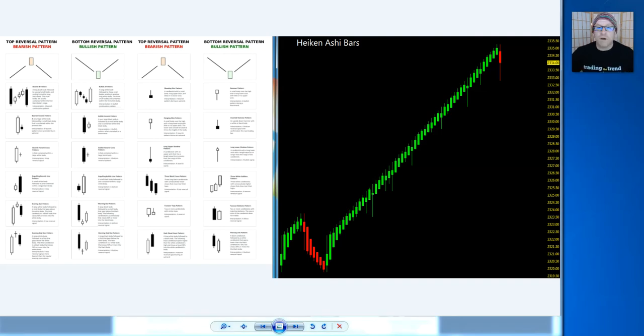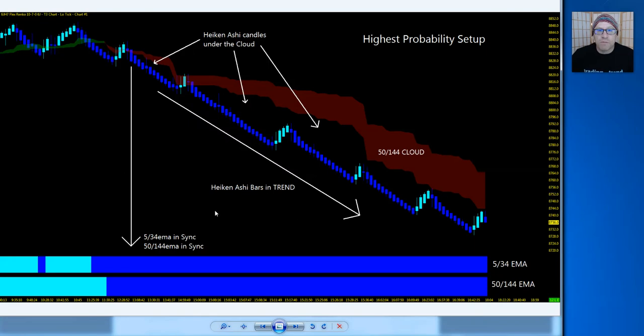Let's go through the high probability setup based on my trading strategy, looking for price action either above or below a 5144 cloud. That's an EMA overlay from a 1 minute chart, together with a 534 EMA down below. When all things are in sync, you have not a 100% guarantee, but a high probability setup, together perhaps with market internals or many other indicators that you might be watching.